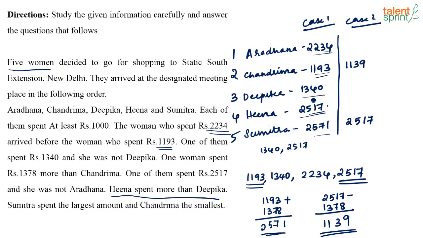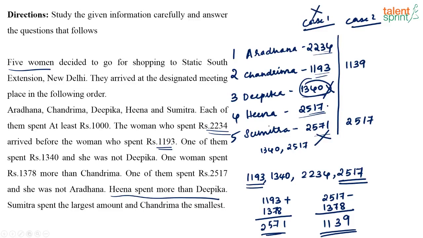But they have also given here that one of them spent 1340 and that was not Deepika. But if I do this particular arrangement, I will get Deepika spent 1340 rupees, which is not possible. So this arrangement will go wrong. That is, this case will go wrong.